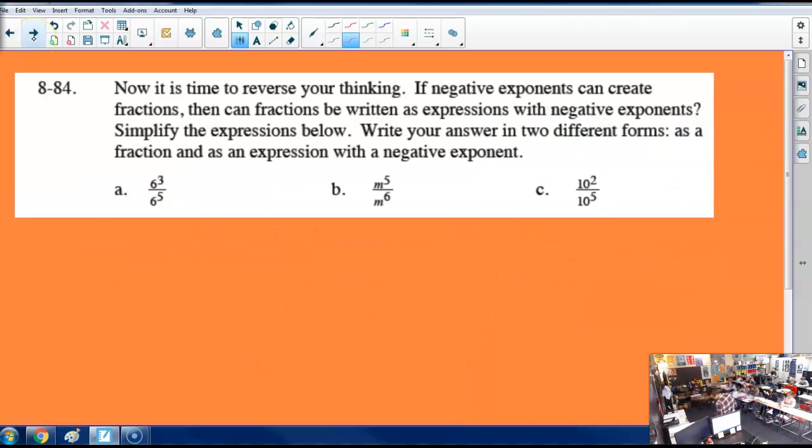Do this one. No, it's not on your paper. Let's do this real fast. We'll rapid fire. Liam, what's A? 6 to the negative 3rd. Six to the negative what? Second. Yeah, 6 to the negative 2nd. Yes.